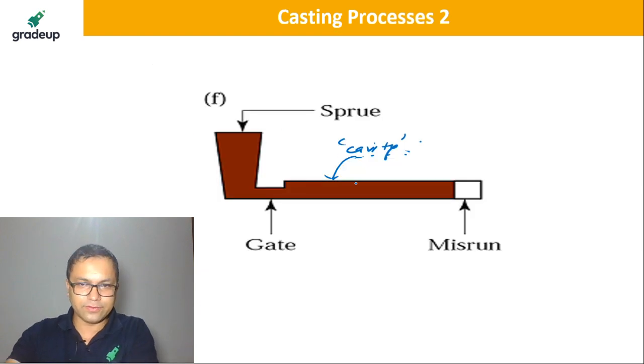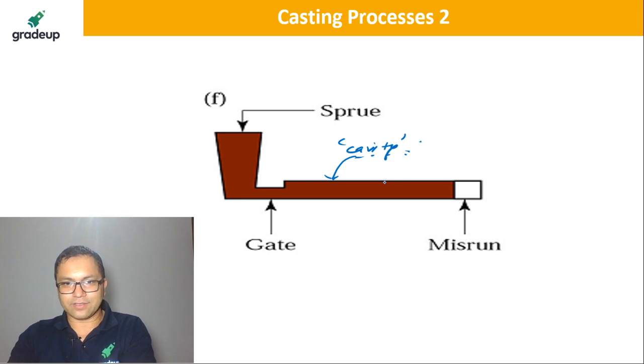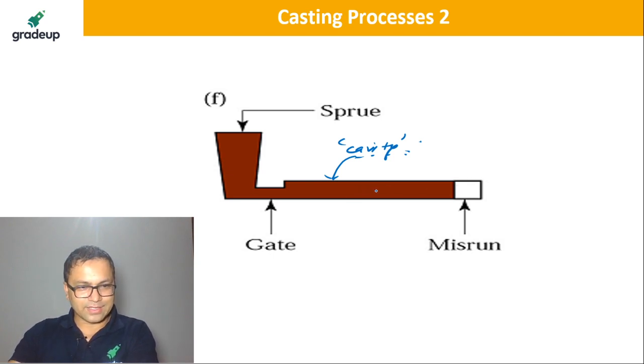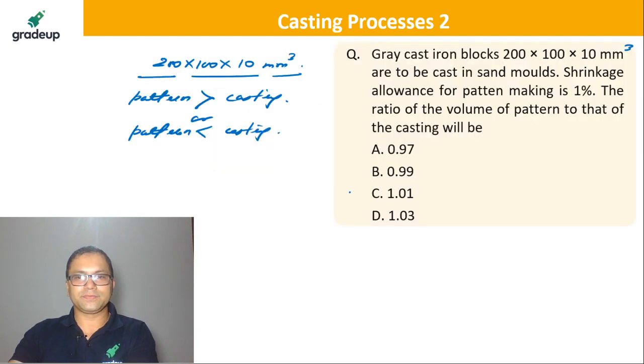How is B correct, Ankit? If it doesn't have fluidity, then only it might happen, right? Because of lack of fluidity. That's what we are saying. If it has fluidity, it will fill the entire portion, right? Okay, let's do this.